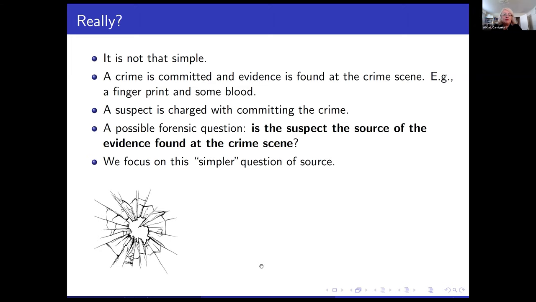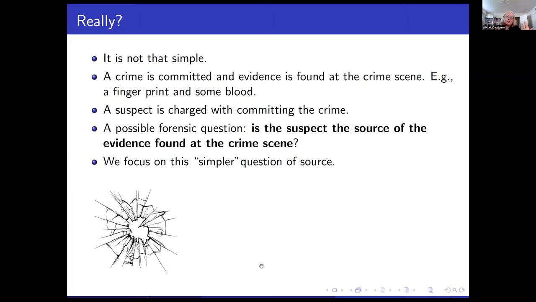So a crime is committed, and there's evidence found at the crime scene. There's any number of different types of evidence, but imagine you find a fingerprint and you find some blood. You get yourself a suspect, and the suspect is charged with committing the crime. There are many different forensic questions you could ask, but a question that is often asked is what's called the question of source. So is the suspect the source of the evidence that was found at the crime scene? Was it the suspect's finger that left that print?